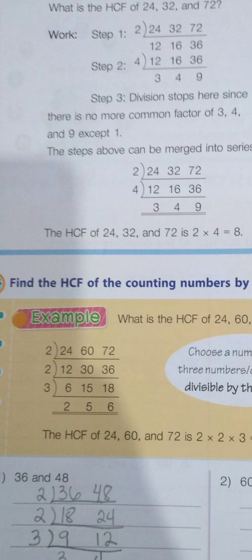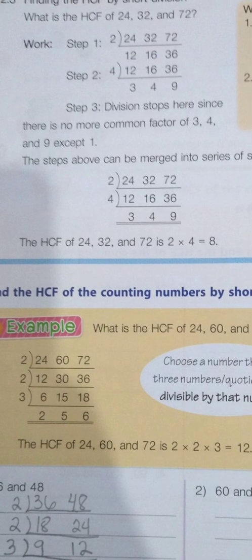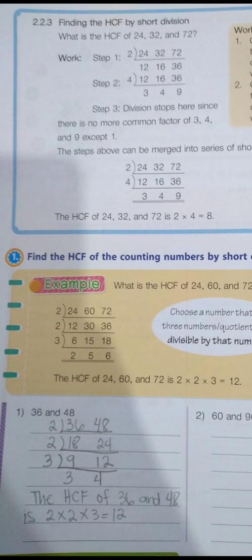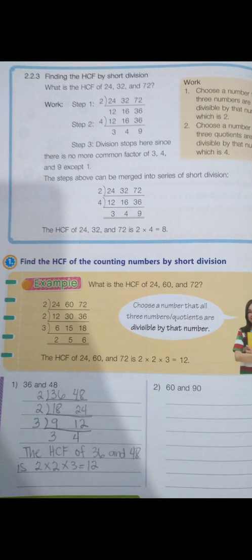The HCF of 24, 32, and 72 is 2 times 4. So the highest common factor of 24, 32, and 72 is 2 times 4. 2 times 4 is equal to 8. Okay, so that's it.